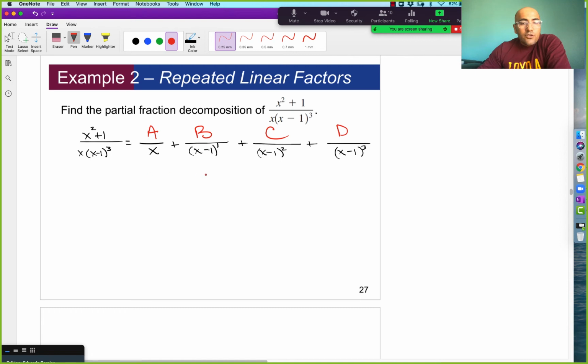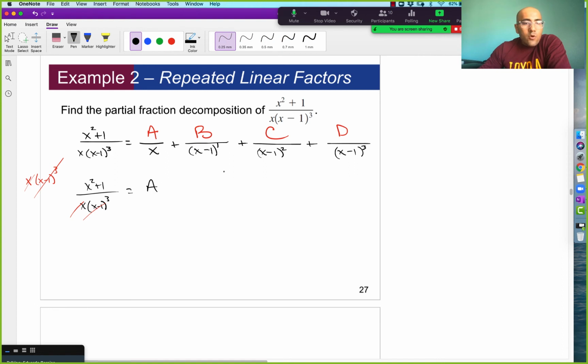Good. Just like before, we need to multiply both sides of the equal sign by the appropriate thing to cancel the whole thing out. So here, let me copy the whole thing again. We have x squared plus 1 over x times x minus 1 to the power of 3 equals, okay, so on this side I'm going to multiply it by x times x minus 1 to the power of 3, and that'll cancel everything here.